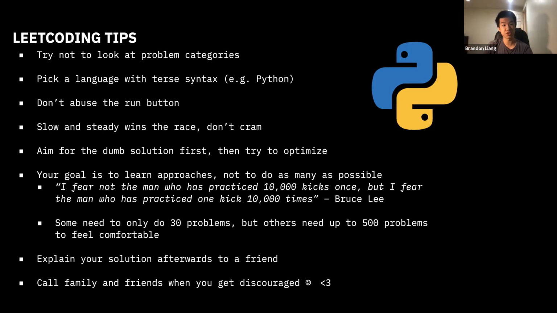Second tip would be to just pick a language with concise, expressive, and terse syntax. For me, this means Python, but other examples are Ruby. The reason you want to do this is because when you're in a coding interview, your time is limited and you need to be able to get your thoughts out in code quickly. So if you don't really have a preference on what language to use, or you're not really tied to a language, I'd recommend learning Python to go at LeetCode problems.